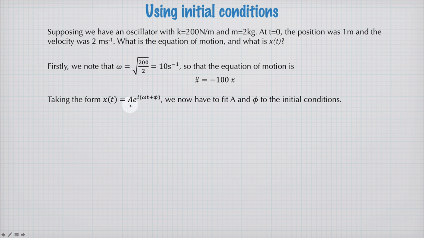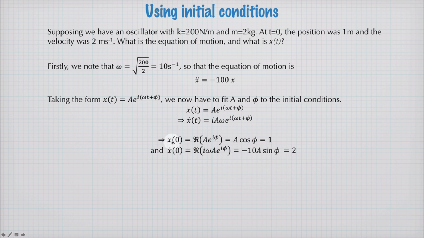So I use this form of x, and we have to fit A and phi to the initial conditions. How do we do that? Well, we know that x of t is A e to the i omega t plus phi. For x dot of t, the velocity, we get a factor of i omega down, so i A omega e to the i omega t plus phi. At time equal to 0, we'll have two equations we can fit to these initial conditions. At time equal to 0, the position is given by the real part of this, where the omega t has gone away because time is equal to 0. The real part of this is A cos phi, and that's equal to 1, which is the initial condition.